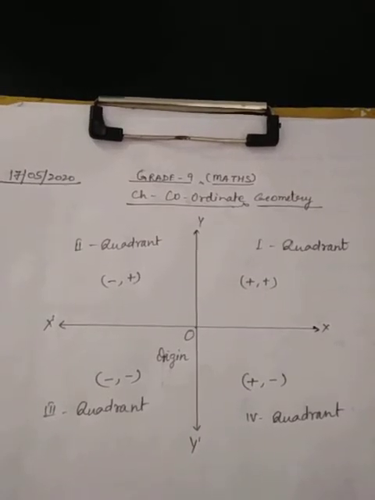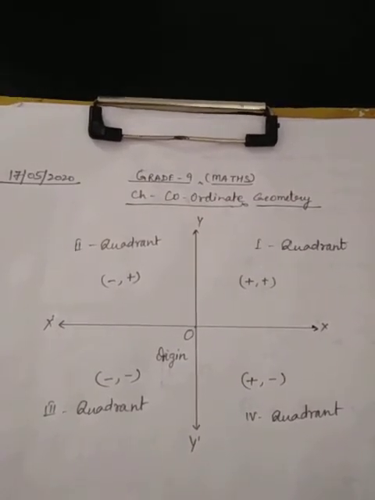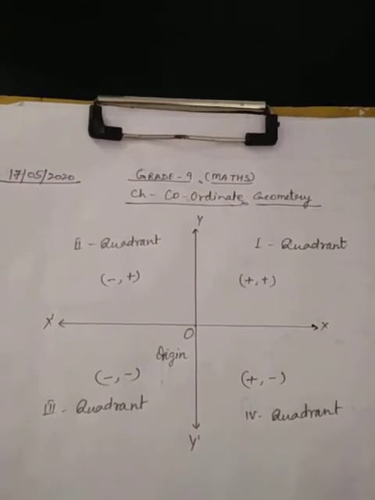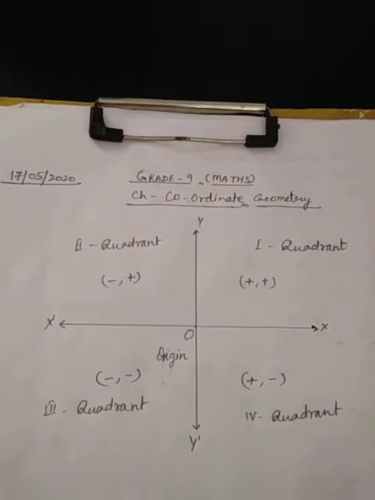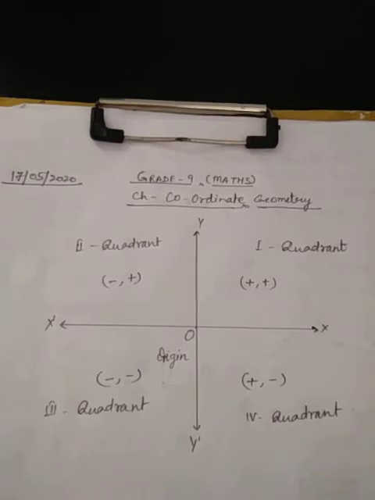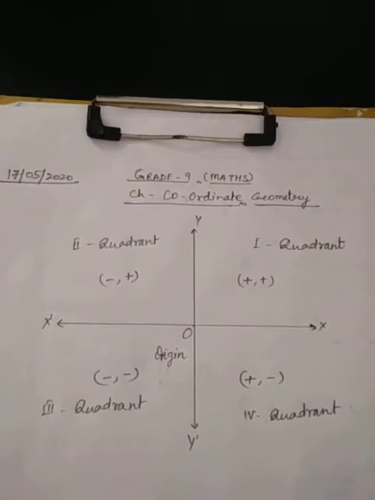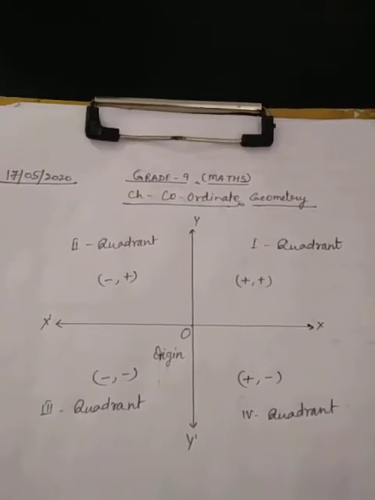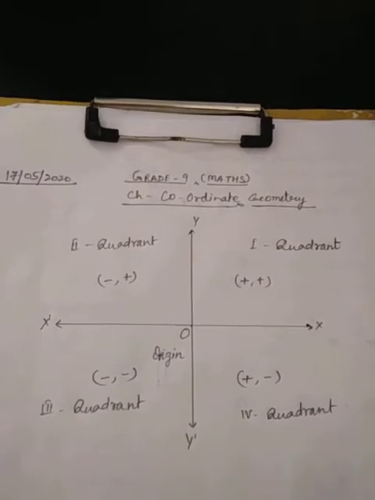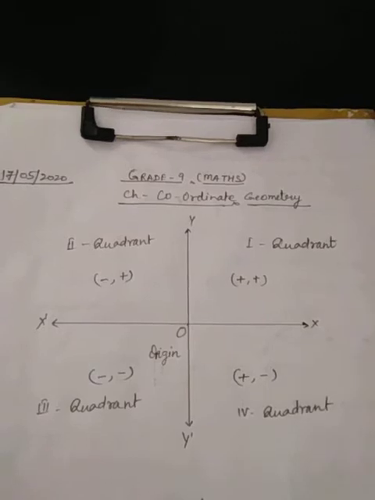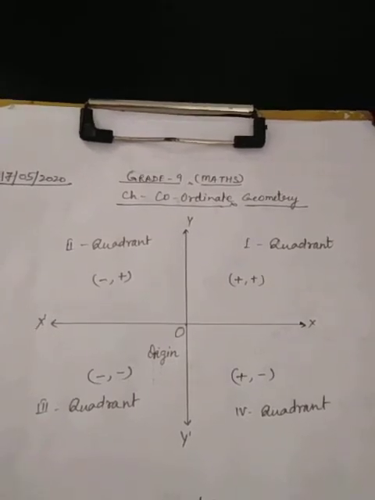Again, we are going to continue this chapter, coordinate geometry. In the previous video, I told you about the introduction of coordinate geometry, right? Actually, we are learning two-dimensional coordinate geometry, in which there will be two axes, x-axis and y-axis. Alone, an axis is just like a number line, right? So we can consider the x-axis as a number line and the y-axis is also a number line.